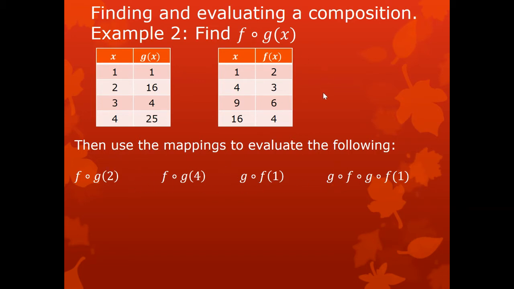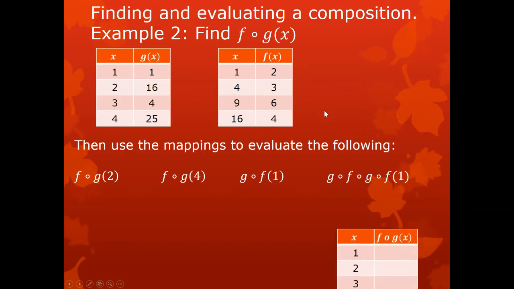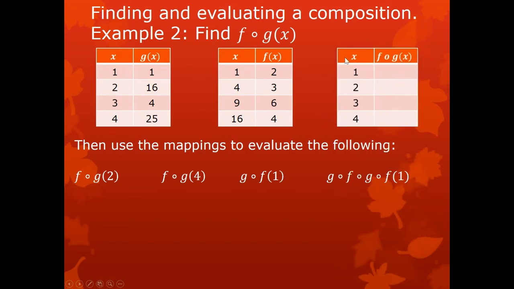So first of all, I'm going to start by setting up my table. Since I'm starting with the g of x function, that means I'm going to start with my domain 1, 2, 3, 4. That was my domain of the g of x function. So that's going to be my setup here. My input 1, 2, 3, 4. Those are my possibilities. And then for the composition, f of g of x, I'm going to put my outputs here.